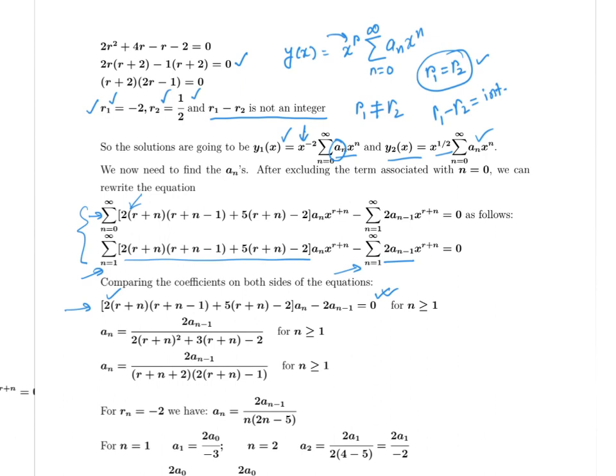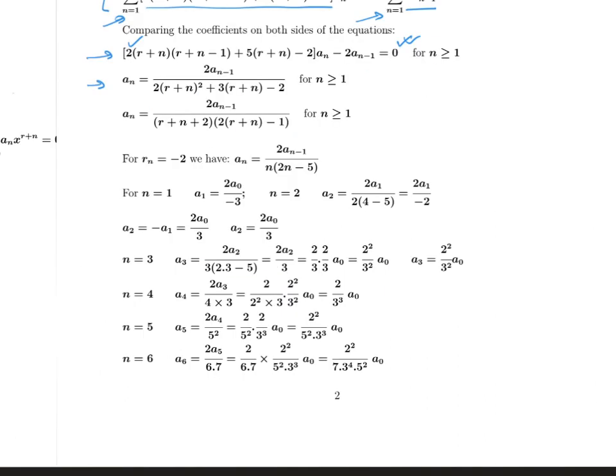Then you just have to do some algebra and you get here. What we do here is very straightforward. I'm just trying to solve for a sub n. If I solve for a sub n, I'm going to get this. Look at the denominator, pretty straightforward. The denominator is actually a quadratic equation in r plus n.